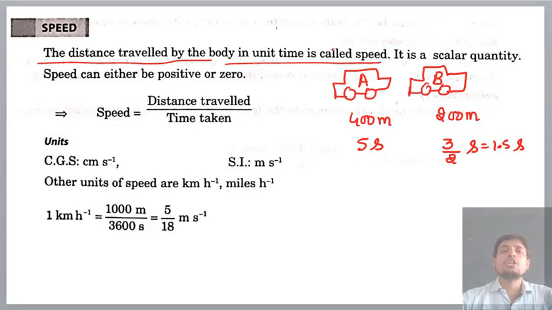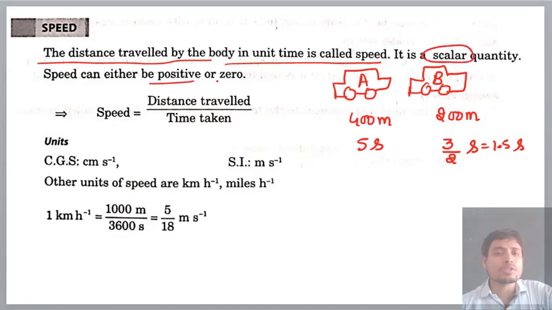Means in unit time, suppose in 1 second, the distance covered by any body is called the speed. Suppose any car or motorcycle is covering 20 meters in 1 second, then its speed will be called 20 meters per second. If a train is covering 50 kilometers in 1 hour, unit time 1 hour, then its speed is said to be 50 kilometers per hour, and it is a scalar quantity.